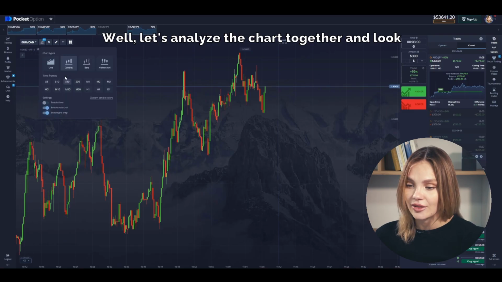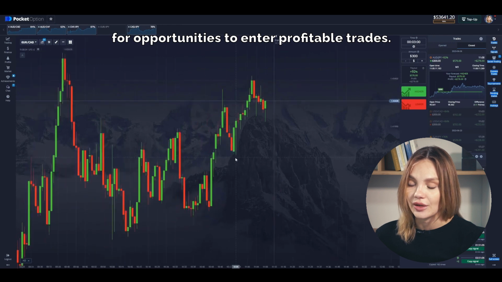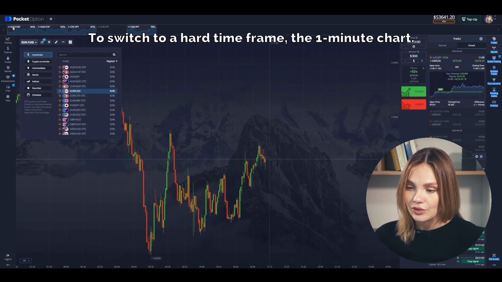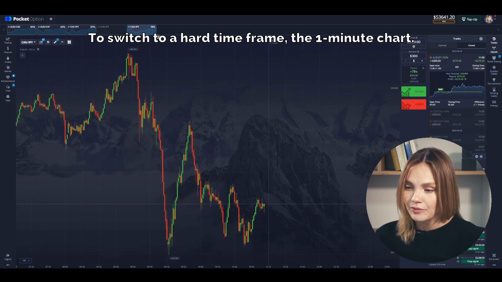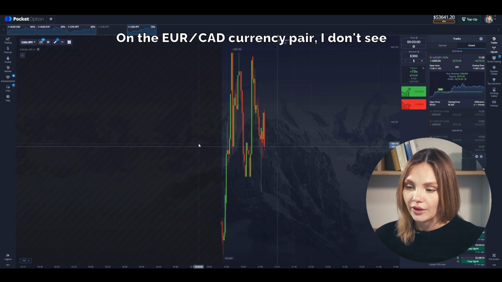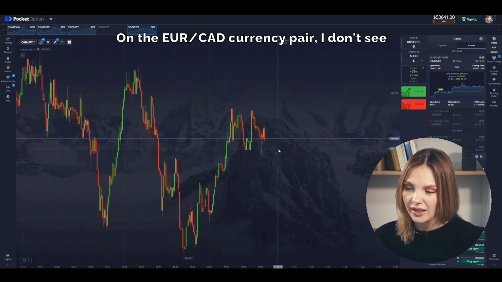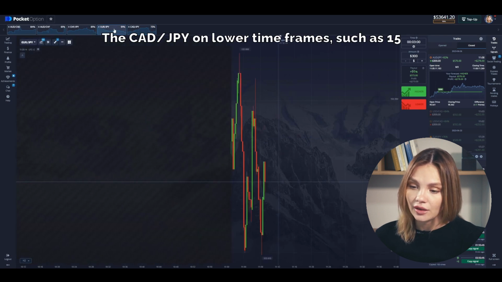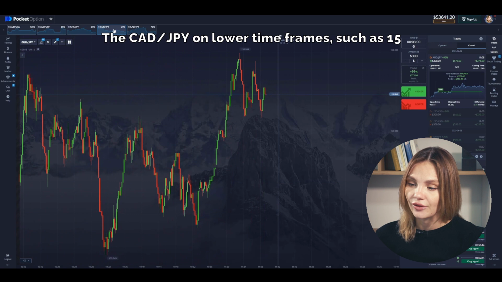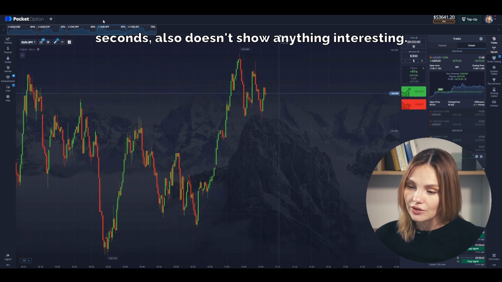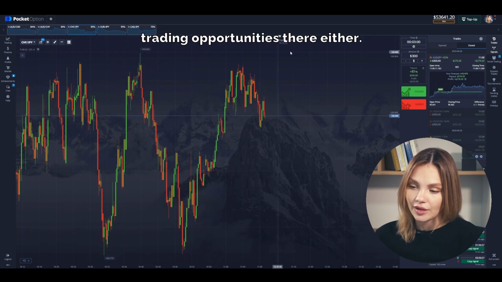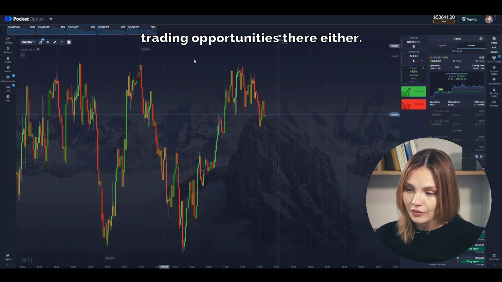Well, let's analyze the chart together and look for opportunities to enter profitable trades. For this, it's more convenient to switch to a lower time frame, the 1-minute chart. On the euro and Canadian dollar currency pair, I don't see anything interesting. The Canadian dollar and Japanese yen on lower time frames, such as 15 seconds, also doesn't show anything interesting. As for the euro and Japanese yen currency pair, I don't see any trading opportunities there either.